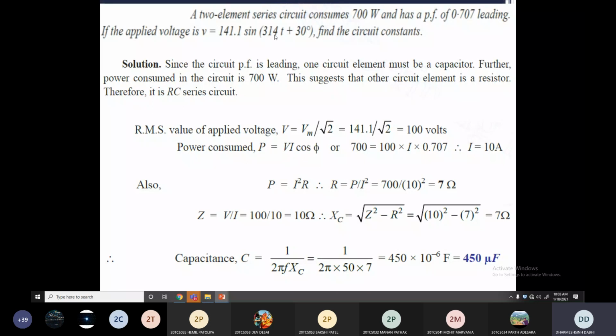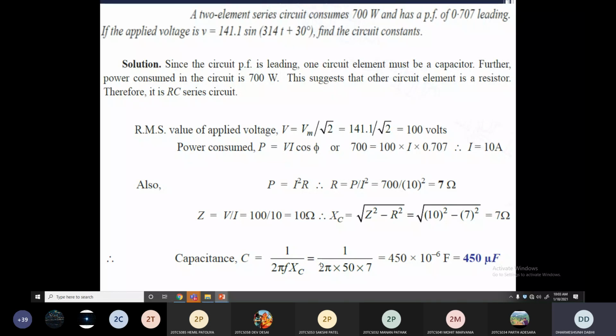314 divided by 2 pi. Clear? So from that you can calculate the frequency. It is not always 50 Hz. Sometimes, for example, 60 Hz frequency is already given in the data. So you must calculate the frequency.